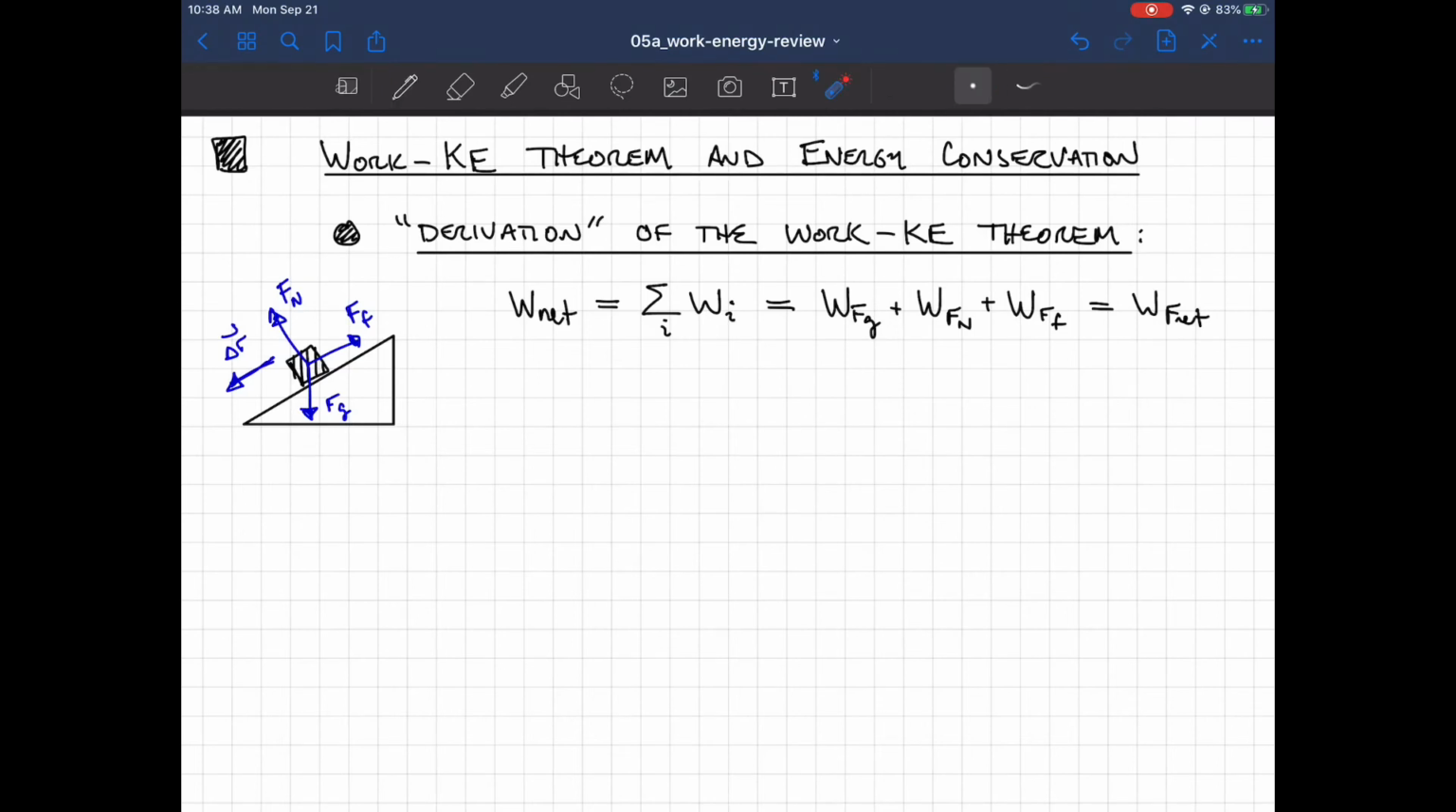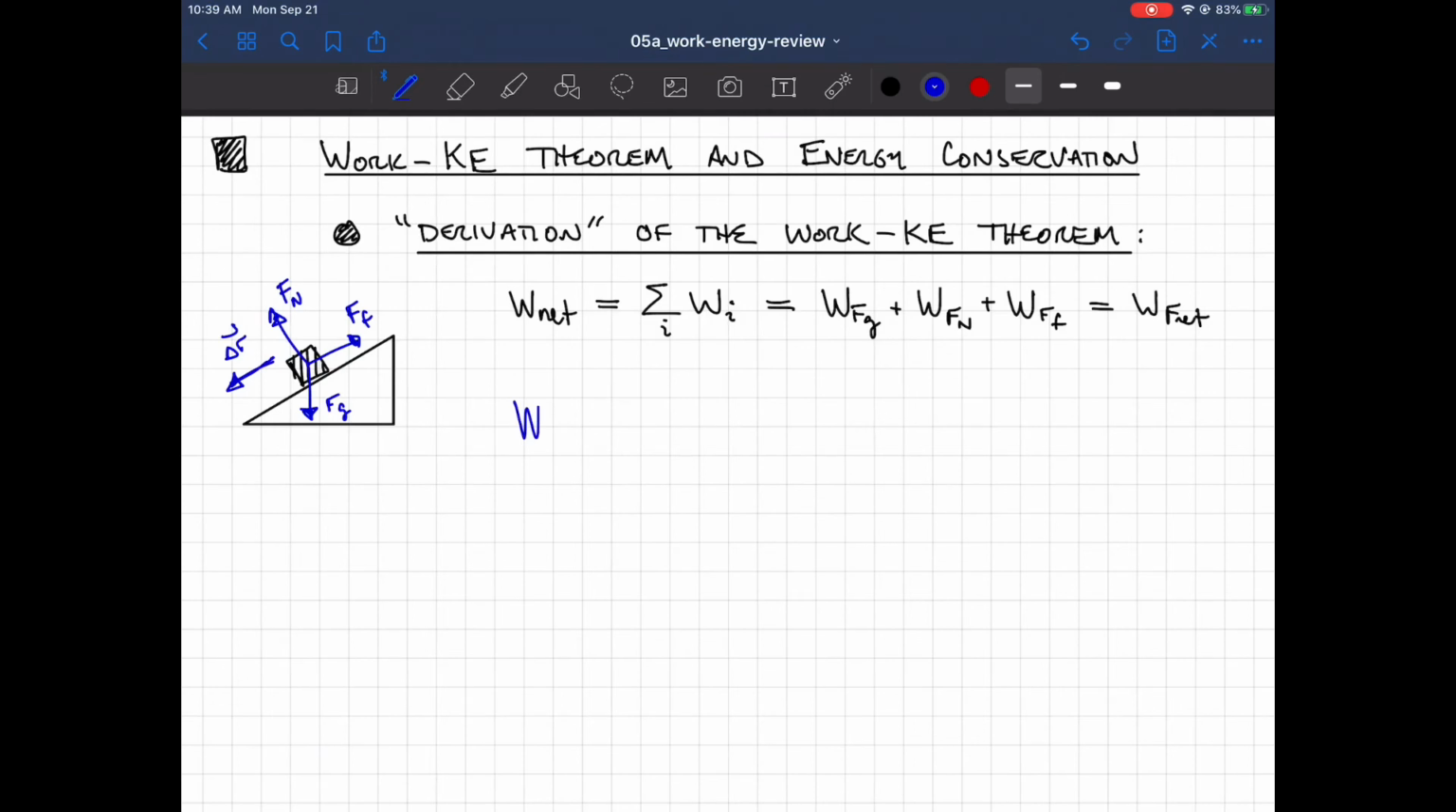Because you can add up those forces as vectors, and their addition is defined to be the net force, you could also call that the work done by the net force. So the net work is the sum of the works. It's also the work done by the net force. And the work-kinetic energy theorem is a statement about the net work. So let's see what that is.